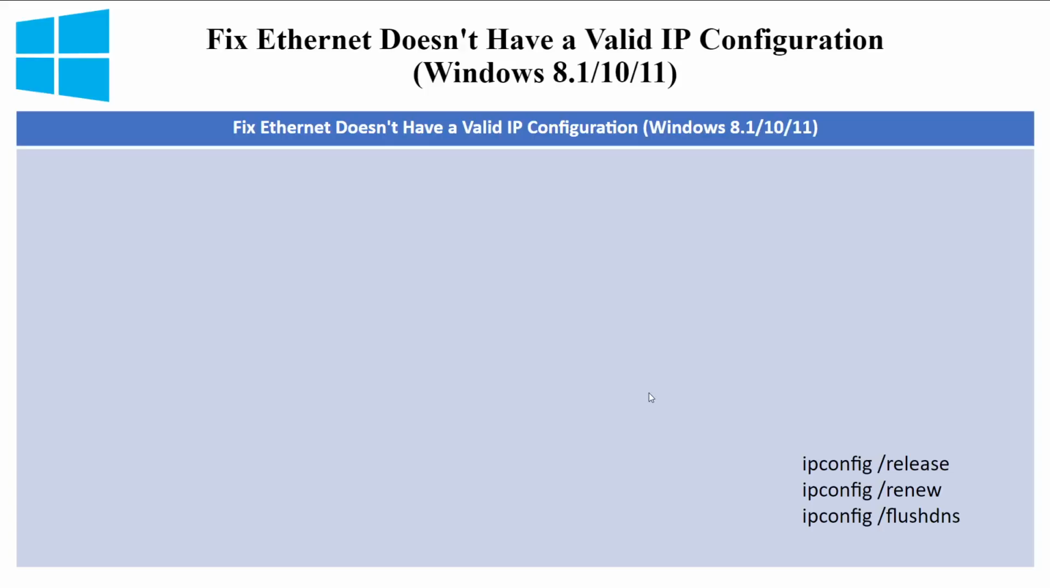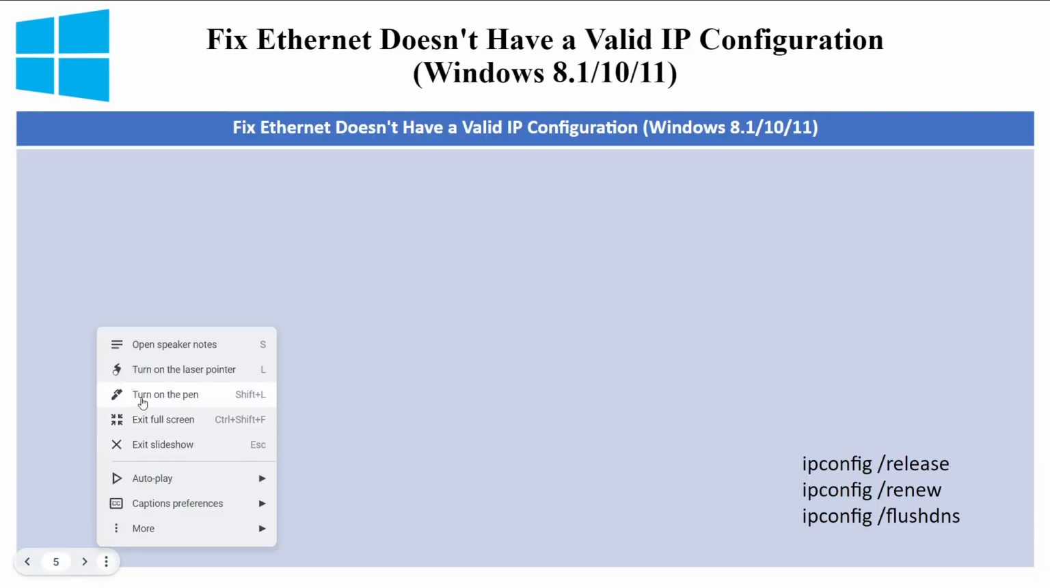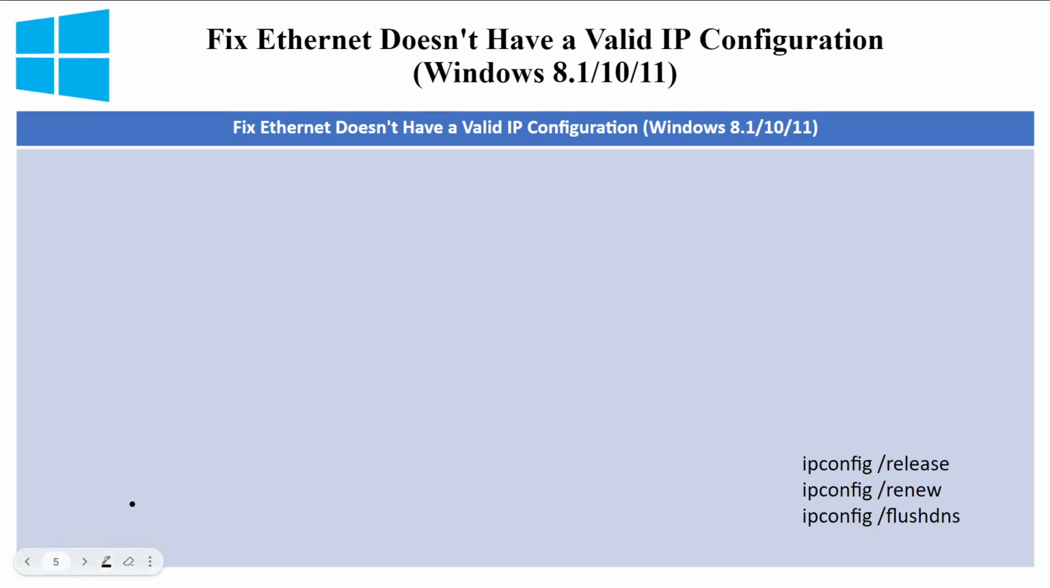In this video, I'll be guiding you guys on how you can fix this error: Ethernet doesn't have a valid IP configuration. So let's get started. Now we're going to look at various fixes and you'll have to go ahead and try all of them out, hoping that one of them works out.